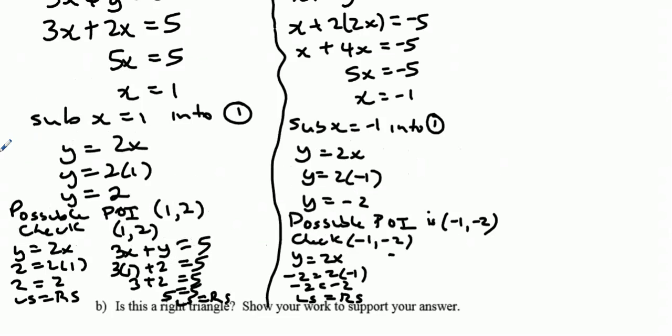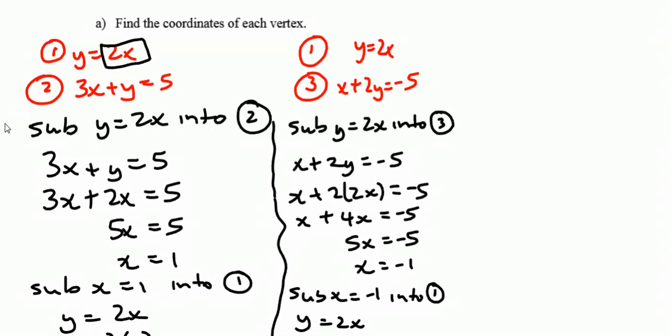We're going to do the other one, which was, I can't remember. x plus 2y equals negative 5. I would have guessed wrong. x plus 2y equals negative 5. So x is negative 1 plus 2 times negative 2 equals negative 5. Negative 1 minus 4 equals negative 5. Is that true? Yep. Left side equals right side. So far, so good. I'm not going to make any conclusion yet until the very end.